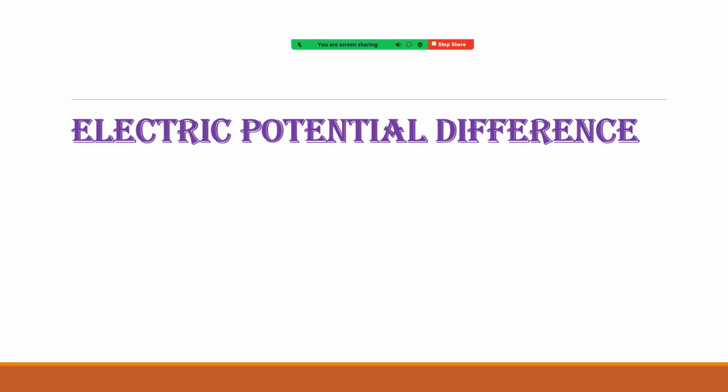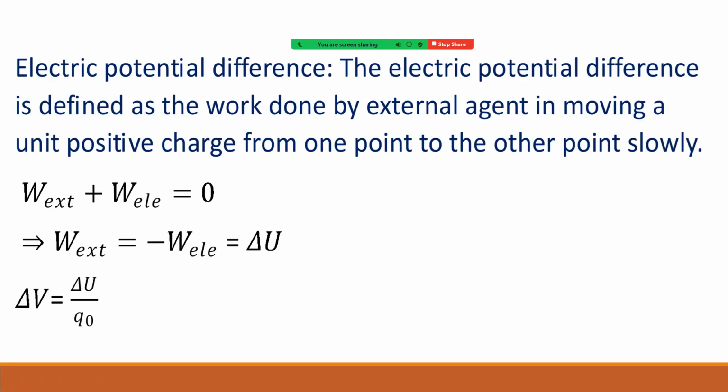Hi students, in this lecture we are going to learn electric potential difference. Let us see how this is defined. The electric potential difference is defined as the work done by an external agent in moving a unit positive charge from one point to another point slowly. Let us see what this is.